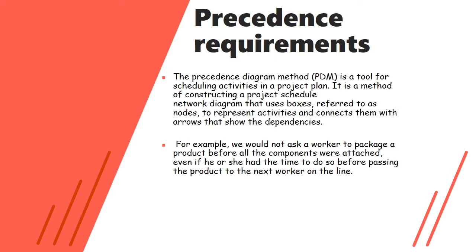The precedence requirements are physical restrictions on the order in which operations are performed on the assembly line. For example, we would not ask a worker to package a product before all the components were attached, even if he or she had the time to do so, before passing the product to the next worker on the line.